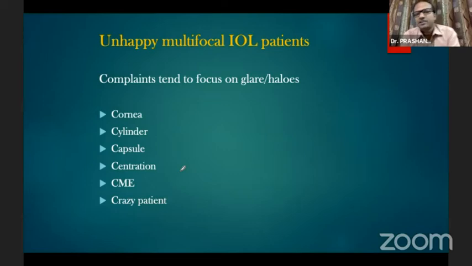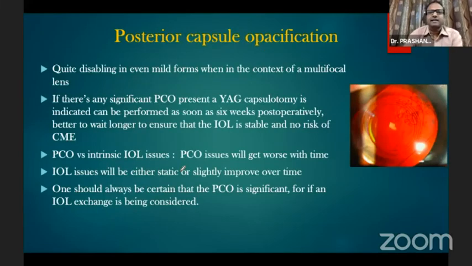Unhappy multifocal patients, generally these are the 6 C's which are the cause behind unhappy multifocal patients. The issues of cornea and cylinder are already discussed. Now the capsule. Even the slightest amount of PCO can make the patient very unhappy. The threshold of performing a YAG capsulotomy is slightly earlier in case of multifocal IOL, but it should be at least 6 weeks away from the date of surgery.